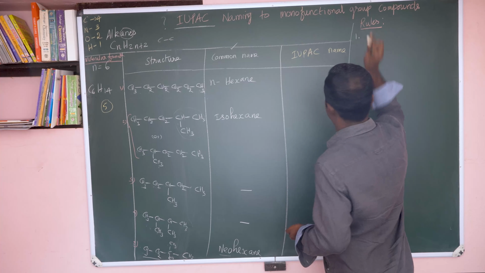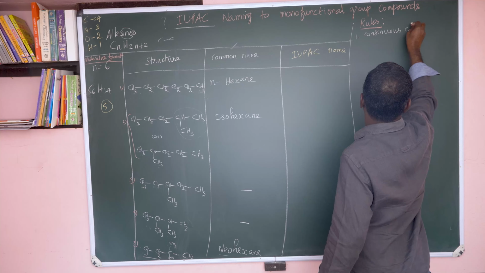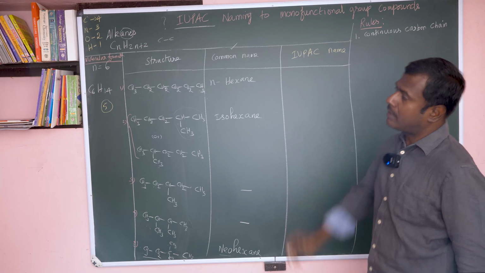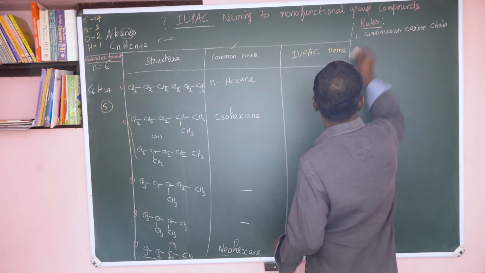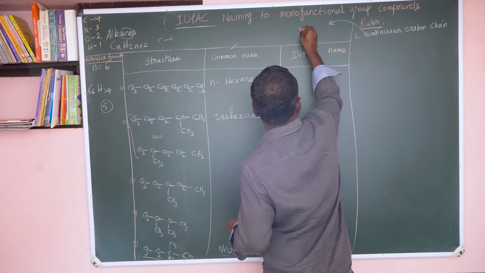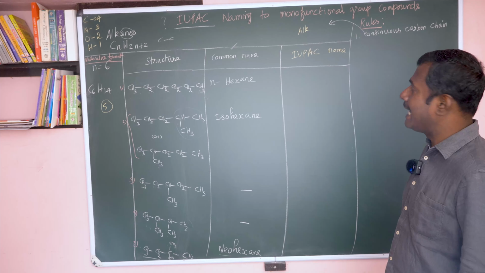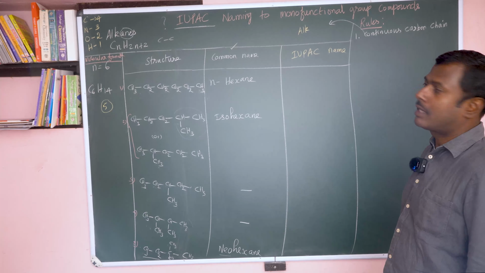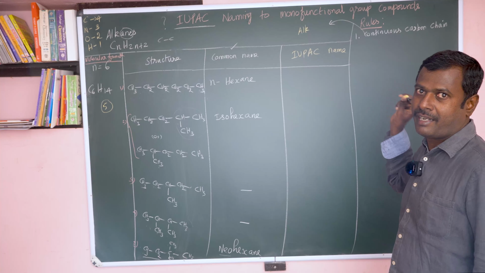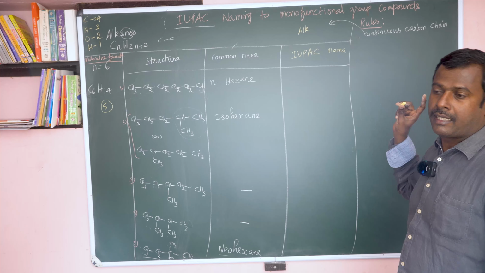The first rule is we have to find out the continuous carbon chain. Based on the number of carbons in the continuous carbon chain, we have to choose the root word alk. If the continuous carbon chain has only 1 carbon, the root word will be meth. 2 carbons means eth, this we have already seen. 3 means prop, 4 means but, 5 means pent, hex, hept, oct, like that.